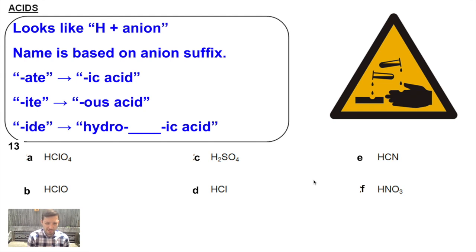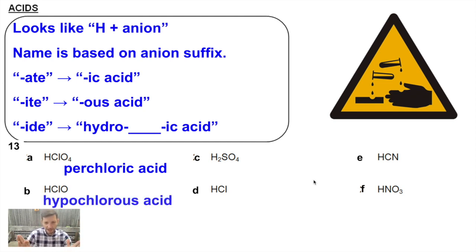If we have HClO4, that's H plus the anion perchlorate. So I change perchlorate to perchloric, and I add the word acid, and that's the name of the acid, perchloric acid. Right below it, HClO, that's H plus the polyatomic hypochlorite. So I keep hypochlor, I drop the ite, and I add ous acid, and you get hypochlorous acid. Try the other 4, H2SO4, HCl, HCN, and HNO3.